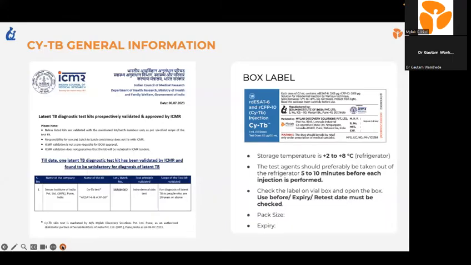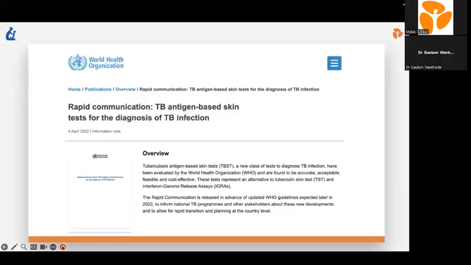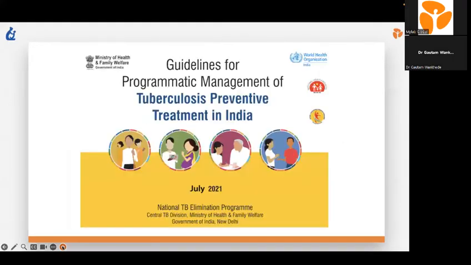In fact, WHO has also now given a lot of importance to what I was calling the TBST, tuberculosis antigen-based skin tests. And they came out with a rapid communication in 2022 that they can adopt the TST-based IGRA as a form of identifying latent tuberculosis.